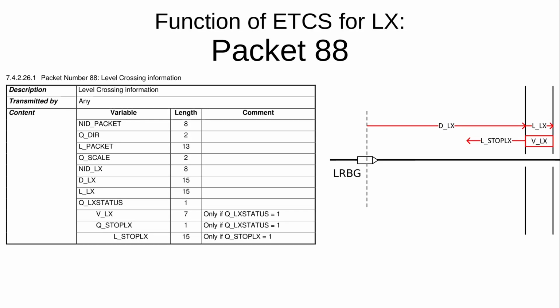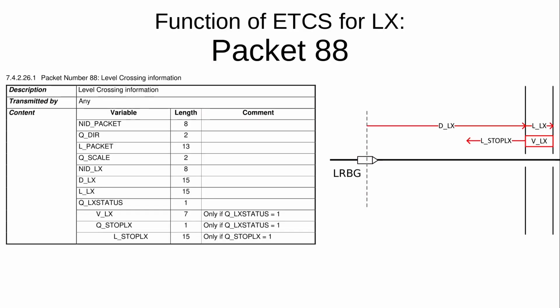In QLX, status is transmitted whether the level crossing is protected or not. If QLX status is 1, the level crossing is not protected, and the symbol for the non-protected level crossing is shown on the driver-machine interface to the driver, and a restriction is effective. The speed which shall be supervised if the restriction is effective is transmitted in the variable VLX. In QStopLX is transmitted if a stop in rear of the level crossing shall be supervised, and in LStopLX in which area the stop shall occur.